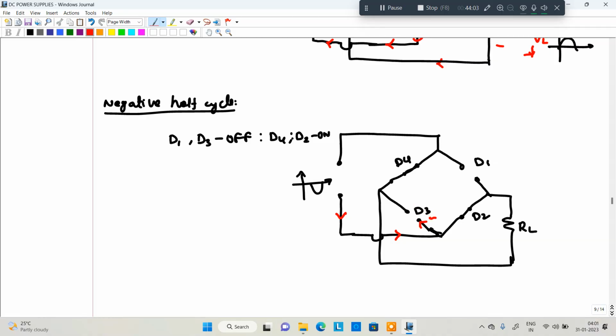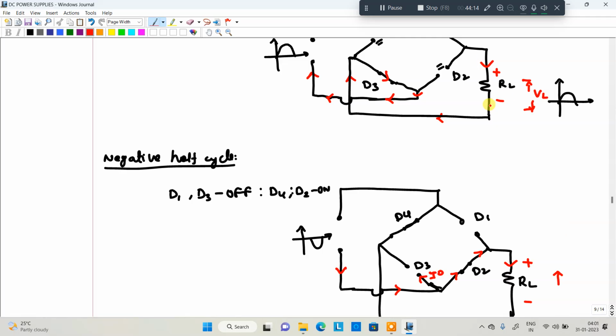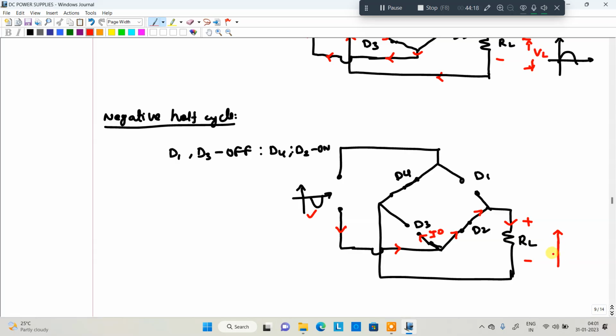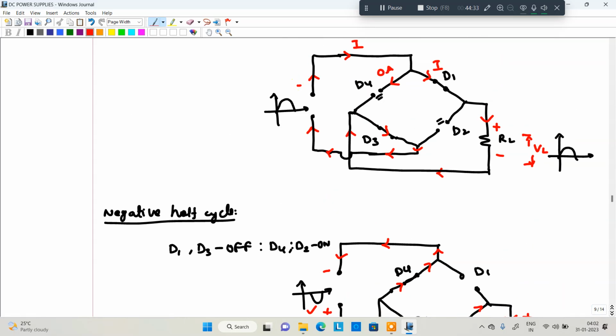Current will be 0. Now this is the direction of current, and look here, the polarity will be the same as the previous polarity. That means even though the negative half cycle is given, it is converted into a positive half cycle. Then this is the direction, and it is entering here. This is a negative terminal and this is a positive terminal.